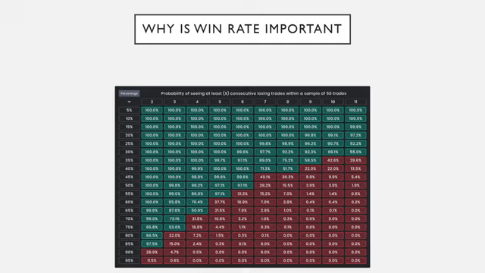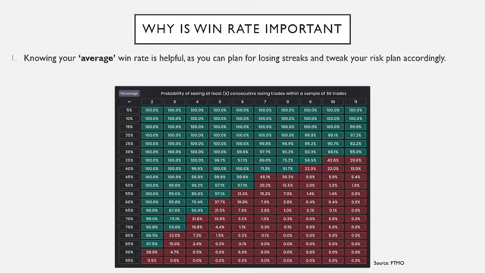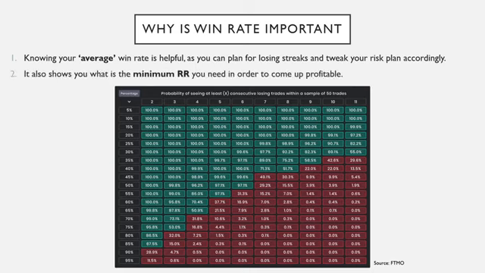Because when you know your win rate, you know the probability of losing a couple of consecutive trades in a row, right? So knowing your overall average win rate is helpful because then you can plan for losing streaks. And it also shows you the minimum risk to reward you need in order to come up profitable.